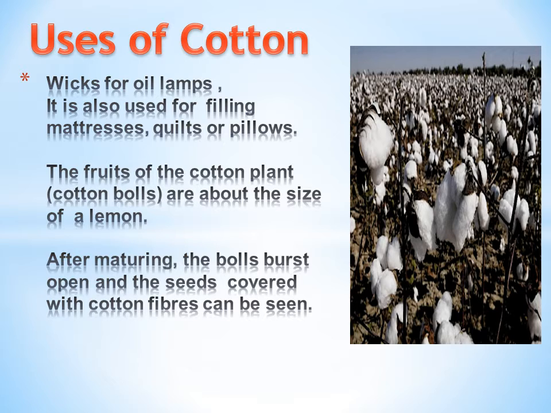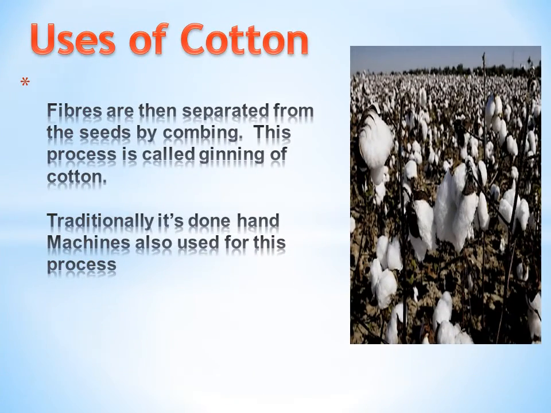The fruits of the cotton plant are called cotton bolls, and are about the size of a lemon. After maturing, the bolls burst open and the seeds are covered within the cotton fibers. The fibers are then separated from the seeds by combing. This process of combing is called ginning of cotton. Traditionally, it is done by hand, and nowadays machines are also used for this process.